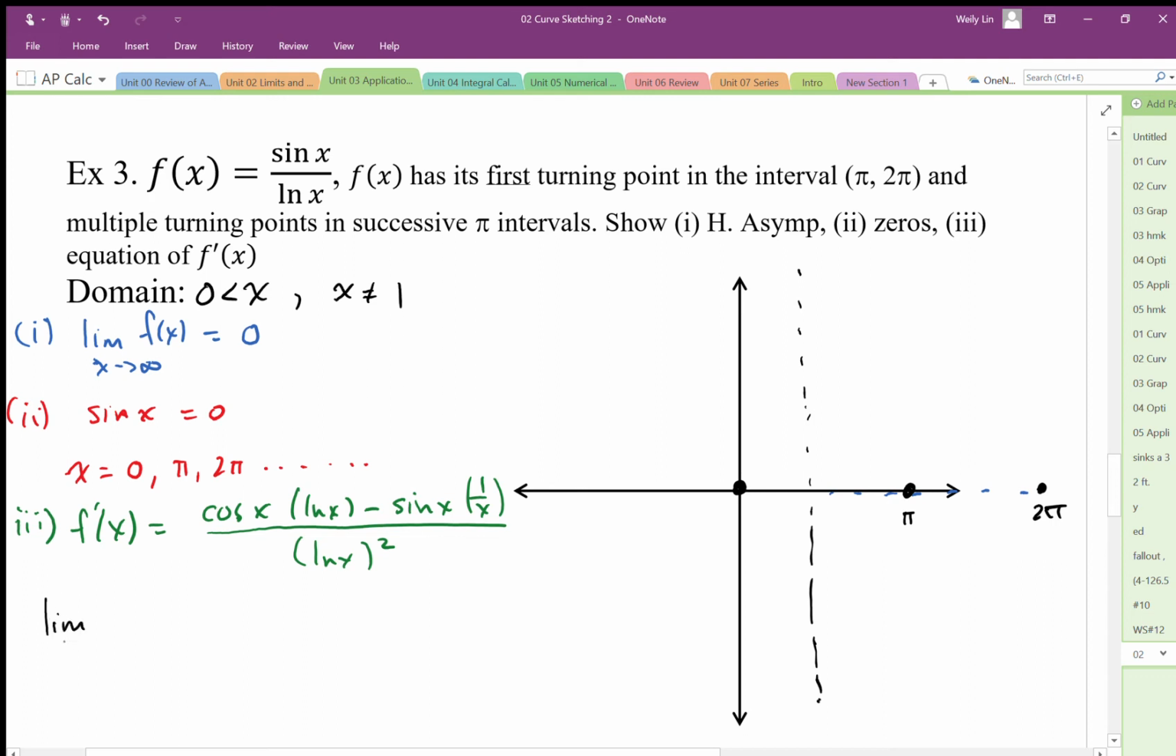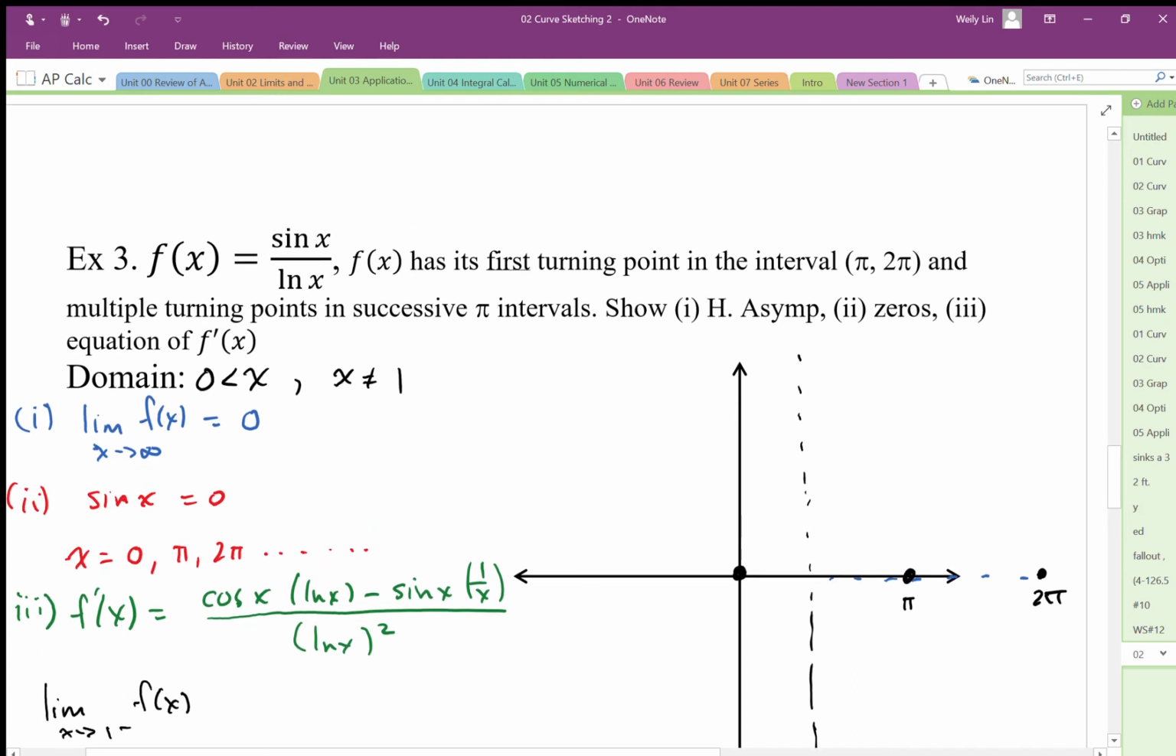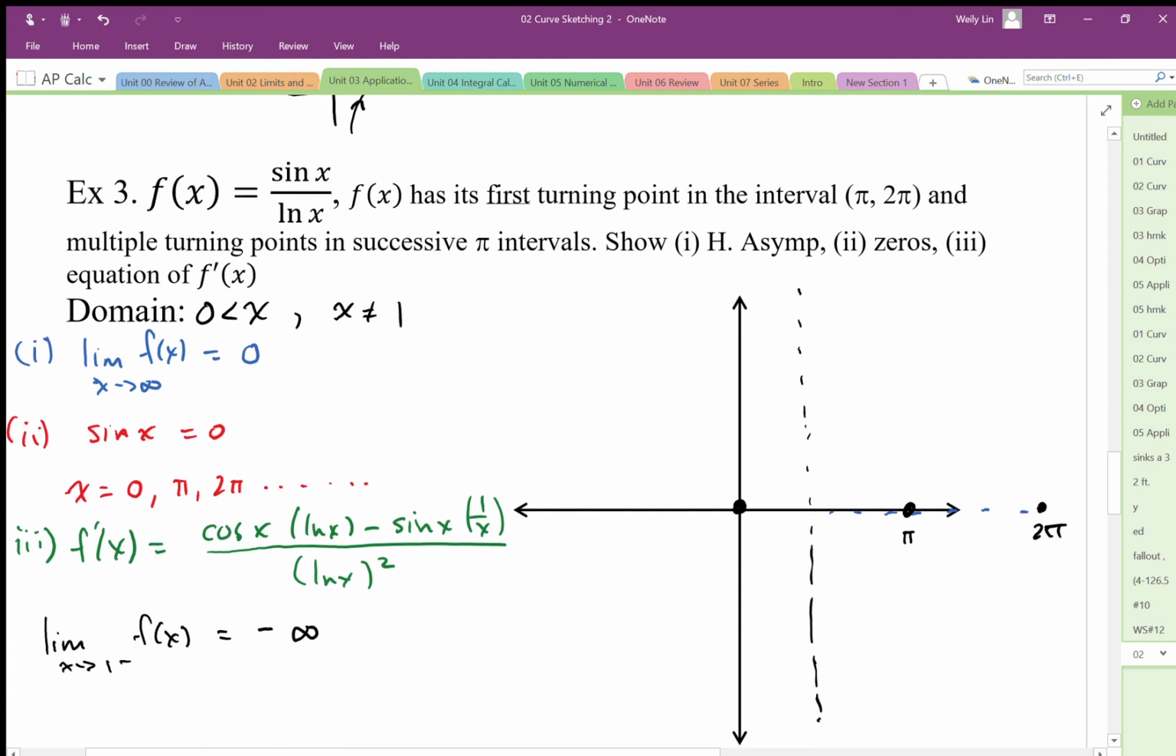So the limit as x goes to 1 from the negative side of f of x. What's going to happen is we're going to be going to 1. The numerator is going to be in quadrant 1, so it's positive. The denominator is going to 1 from the negative side. And if you think about what the log function looks like, it looks like this. And 1 from the negative side is negative. So that's going to be negative infinity. Okay, so what's going to happen here is it's going to dive down to negative infinity.